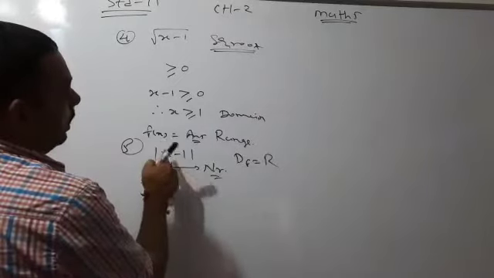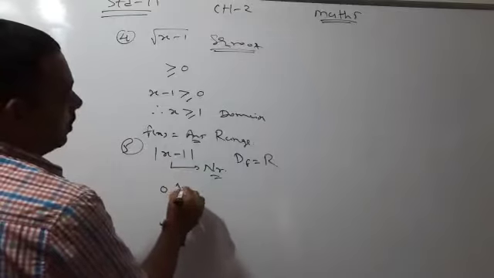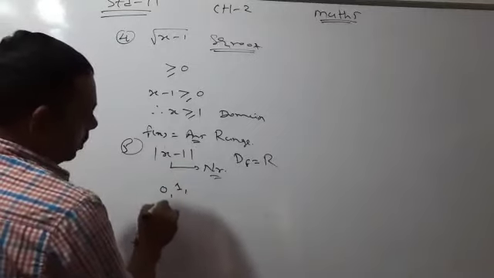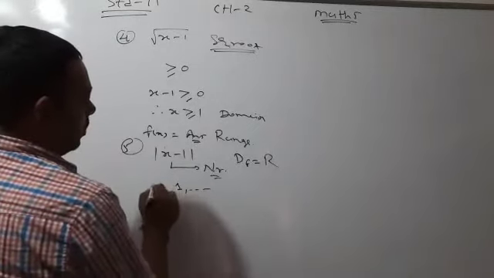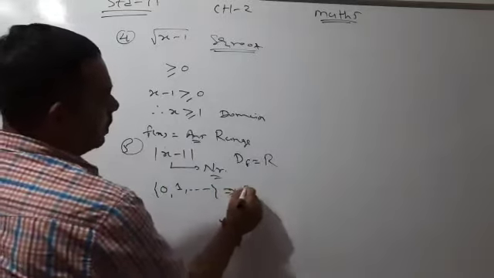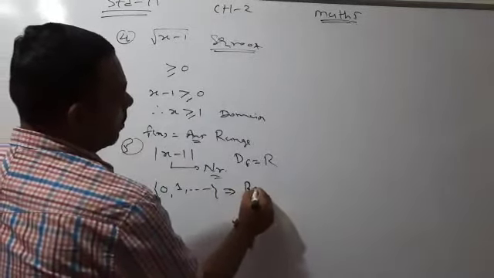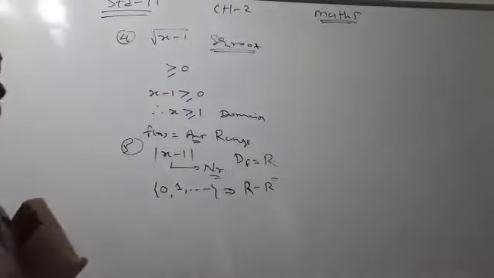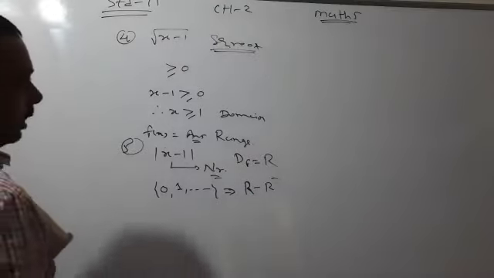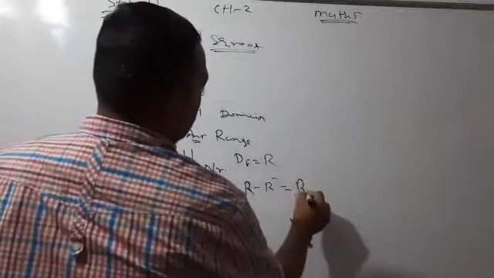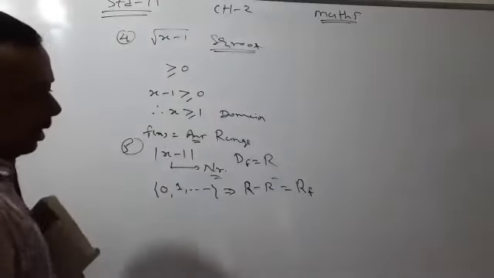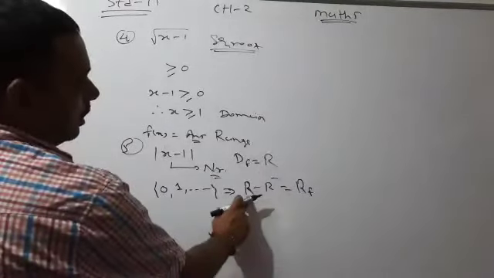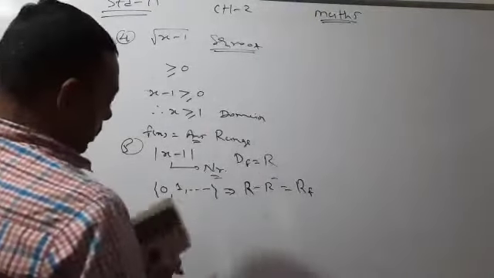If I put 0, inside the modulus is minus 1, but the result is 1. So in general, we know that the modulus function gives either 0 or more than 0. So in general we can say that it is R minus R minus, meaning the whole real number set minus the negative real numbers, which gives us the range of this function. Clear? The range of the function is capital R minus R minus. Capital R means the real number set, R minus means the negative real number set.